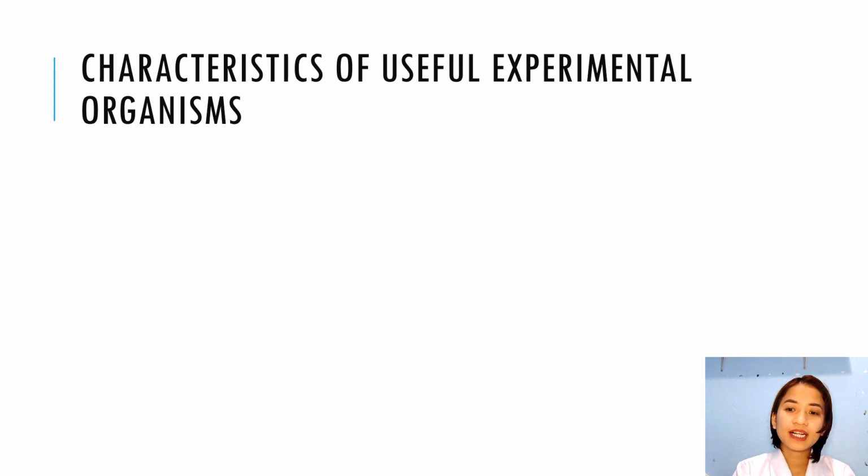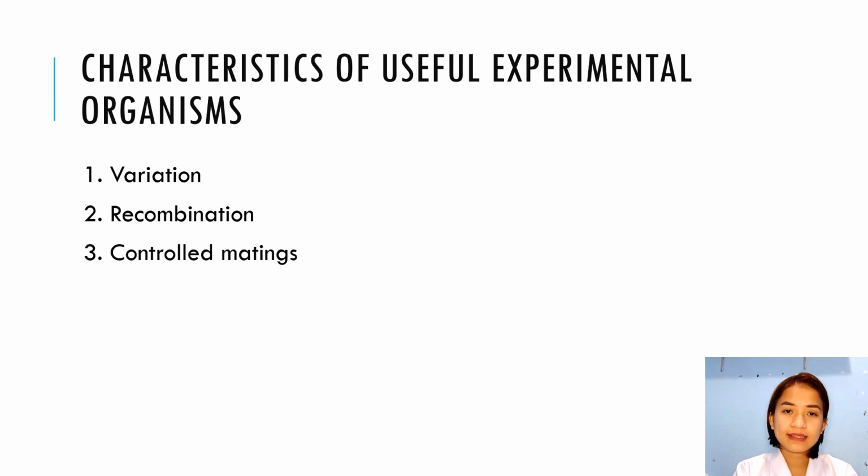Why is it that Mendel used the pea plants? There are characteristics of useful experimental organisms that must be considered. One is variation. Good experimental organisms should have a number of differences detected. And recombination. Sexual reproduction, which involves gametes or sex cells from two different parents combining to form a fertilized egg or zygote, permits recombination. Controlled matings. Matings of organisms should be controlled. Parental lines should be chosen, and careful records of organisms through generations should be kept.